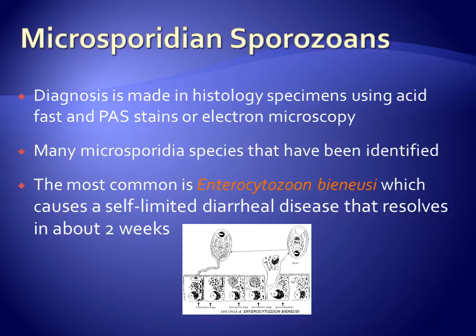Many Microsporidium species have been identified. The only one we're going to learn is Enterocytozoon bieneusi. It causes a self-limited diarrheal disease that typically resolves in a couple of weeks.